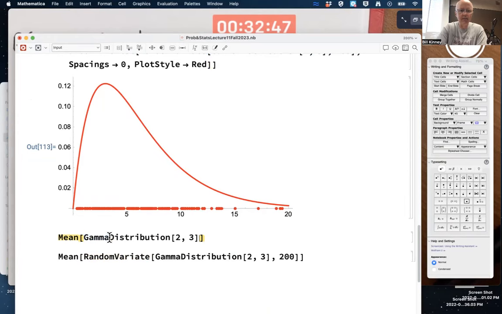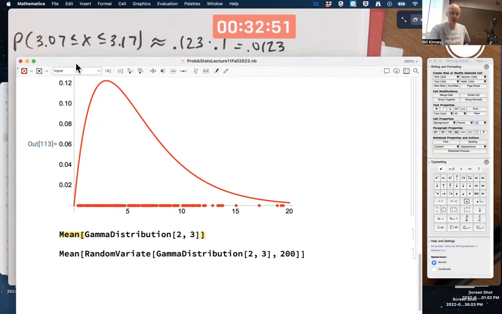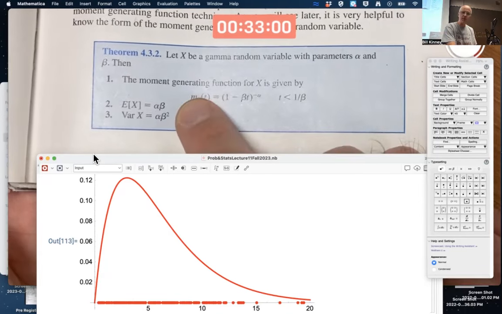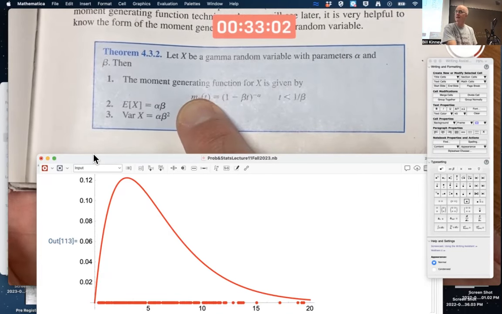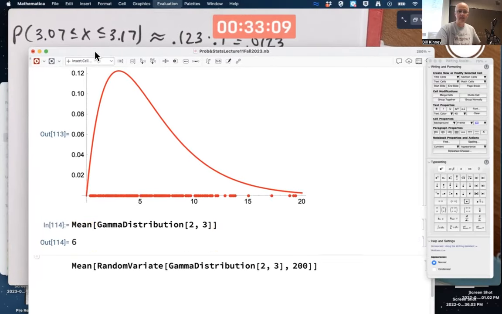What about the mean of the gamma distribution with alpha equals 2 and beta equals 3 itself? It should match what we saw in the book. This theorem: mean is alpha times beta. 2 times 3, 6. That's the mean of the distribution.